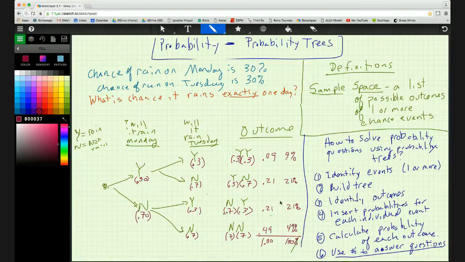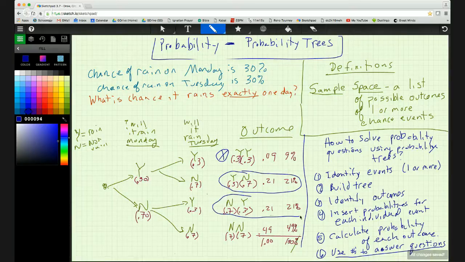We've gone 1 to 5 without even thinking about it. So now, exactly 1 day. Is it yes, yes? Exactly 1 day? No, this is not 1 day of rain. This is 2 days of rain. This is yes, no, this is 1 day of rain. This is okay. This is also okay. And this is no rain at all. So if we have 21% chance of this, 21% chance of that, we add them together, we get 42% chance of rain.